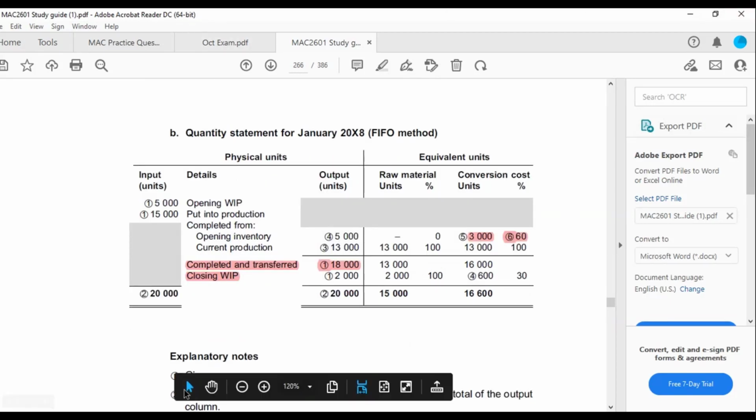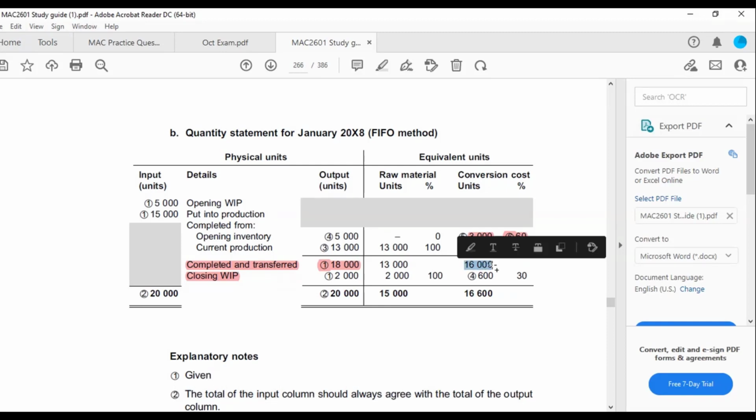The conversion units under completed work is 16,000. It's 3,000 plus 6 plus 30. Oh, right, because you're adding the opening and the current. Because remember, you are splitting. When it comes to completed and transferred, you start splitting into opening and current. Okay.